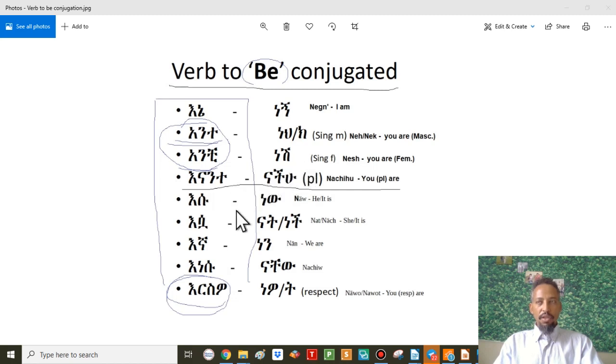And just to keep it short today, let me dedicate the whole time to subjective personal pronouns and verb be. Next time I will have verb to have, and then I will proceed with introducing other lessons like days of the week, months of the year in Amharic, and that way we will progress in our Amharic lessons.